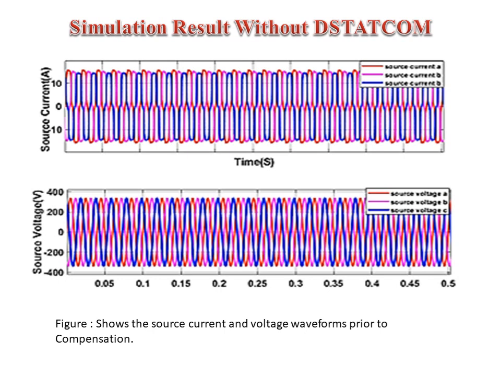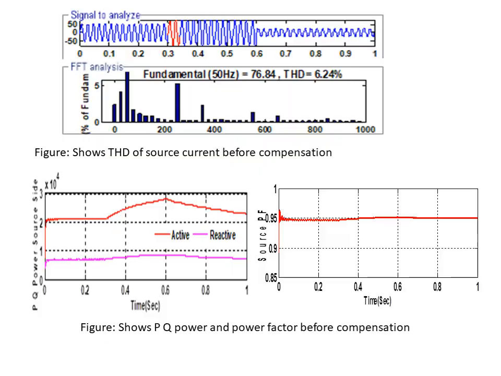Now if you measure the harmonics for the current waveform without DSTATCOM, the total harmonic distortion for this source current comes to be around 6.24%, which is very high, that is the harmonic content present in the system is very high. So it is essential to reduce the harmonic content present in the system.